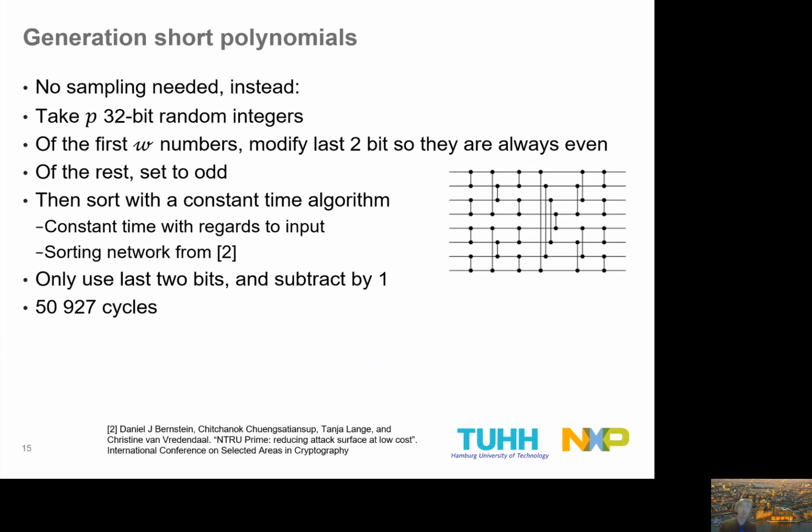And when I say constant time here, I of course mean that no matter what we input, it always takes the exact same number of cycles. For this, I used the sorting network that was presented in the original NTRU Prime paper. And this can sort this array, for example, for when p equals 761 in 50,927 cycles. After sorting, we simply throw away the upper 30 bits and only keep the last 2 bits and subtract 1 from those 2 bits. And then we have our nice, shiny, short polynomial with exactly W non-zero coefficients.